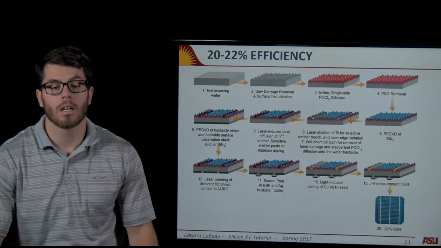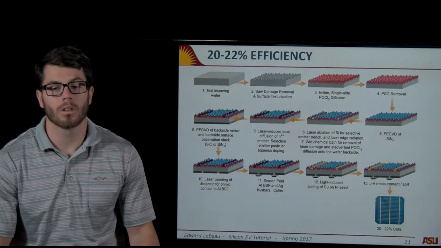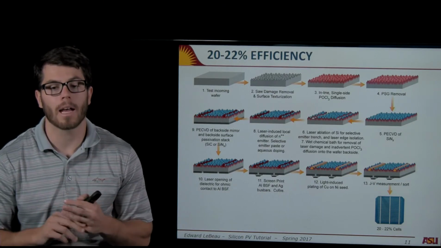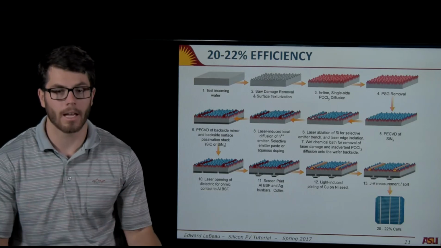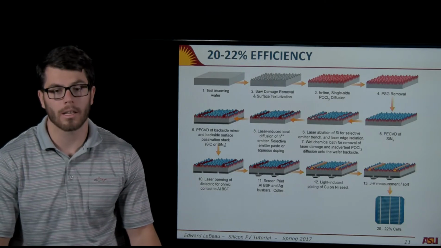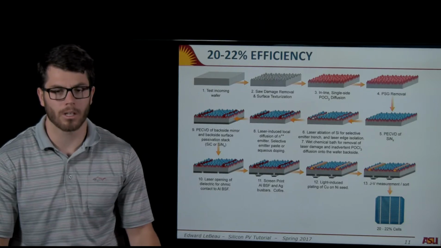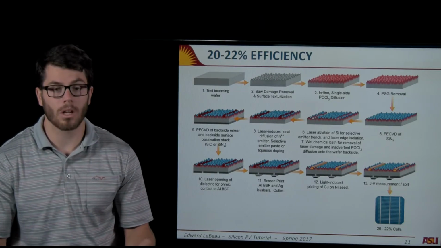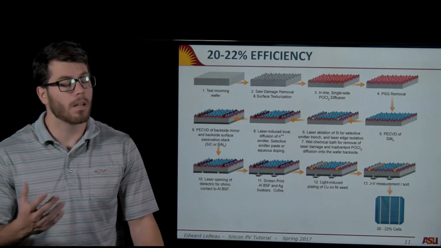This requires a laser opening to open areas for your screen printing on the back and your front contacts on the front. So again, added complication. And then the front contacts are light-induced copper plating. So again, a more sophisticated process that's obviously more complicated than just screen printing your front contacts. But this results in a 20 to 22% efficient cell. So our efficiency went up, but so did our steps.